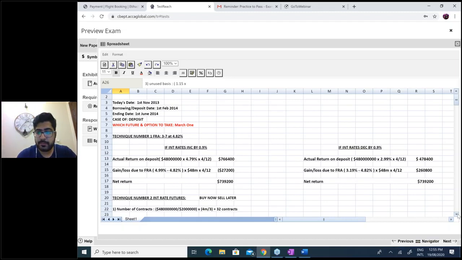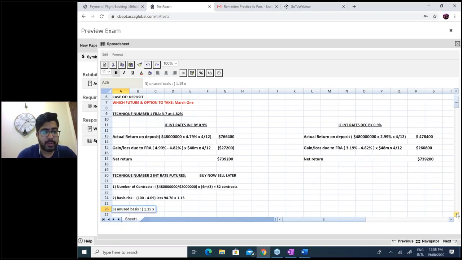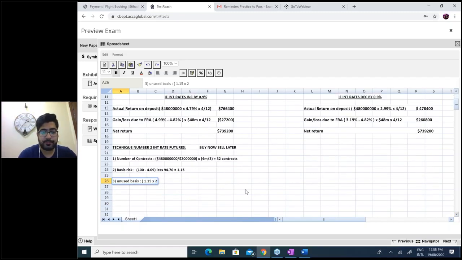So it's basis risk 1.15 into extra months, that's 2 months. I'm repeating this again. I needed to deposit or borrow on 1st Feb, so I needed a future of 1st Feb. But I had to take the March 30th one. So how many extra months? 1st Feb to 1st March, 1 month. 1st March to 30th March, 2 months. 2 extra months over total months.